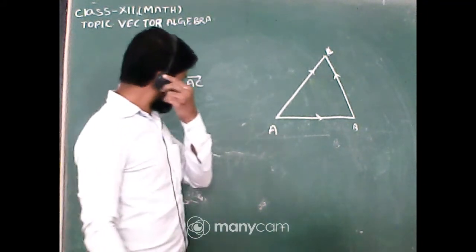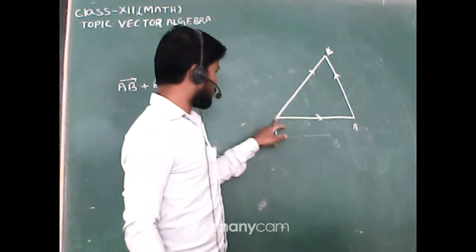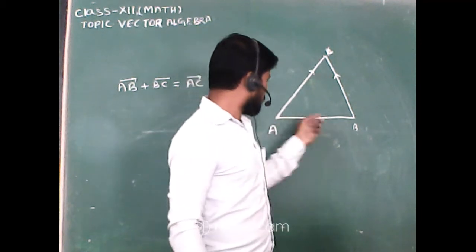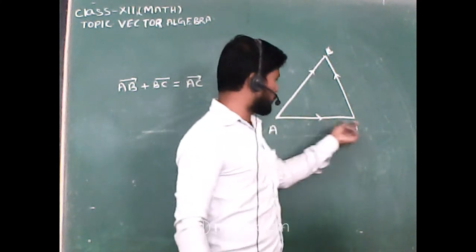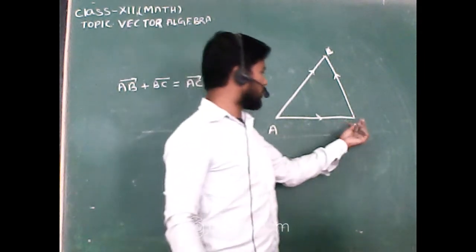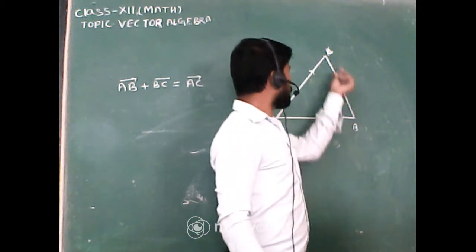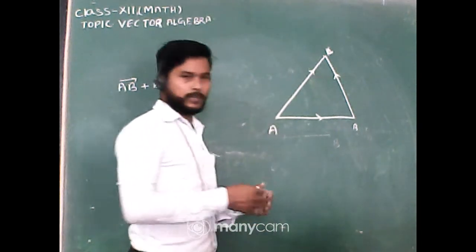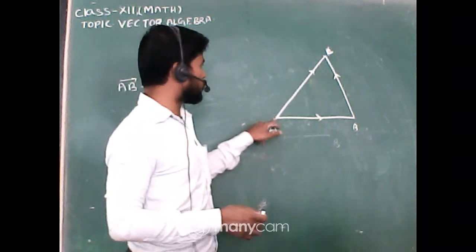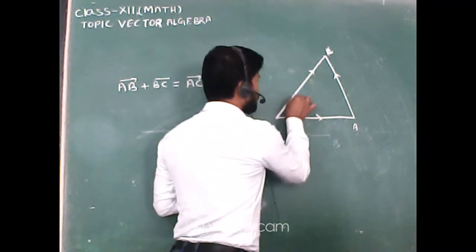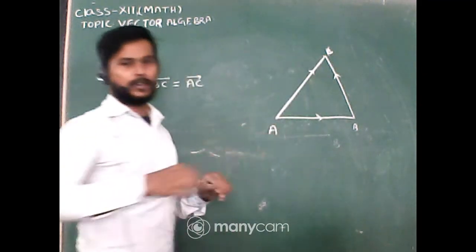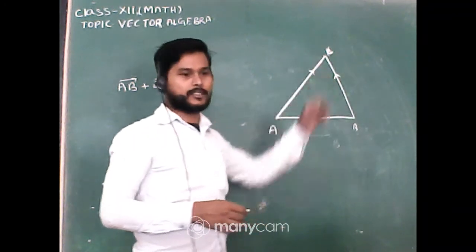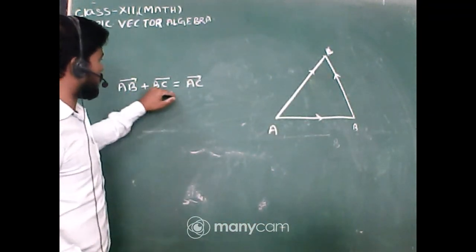Suppose you first cover this displacement: you move from A to B with a fixed direction, and from there you change your direction and move from B to C with a fixed direction. Then what is the total net displacement with respect to A? That will be the displacement from point A to C. This vector is called the sum of the vectors AB and BC. So AB plus BC is AC.